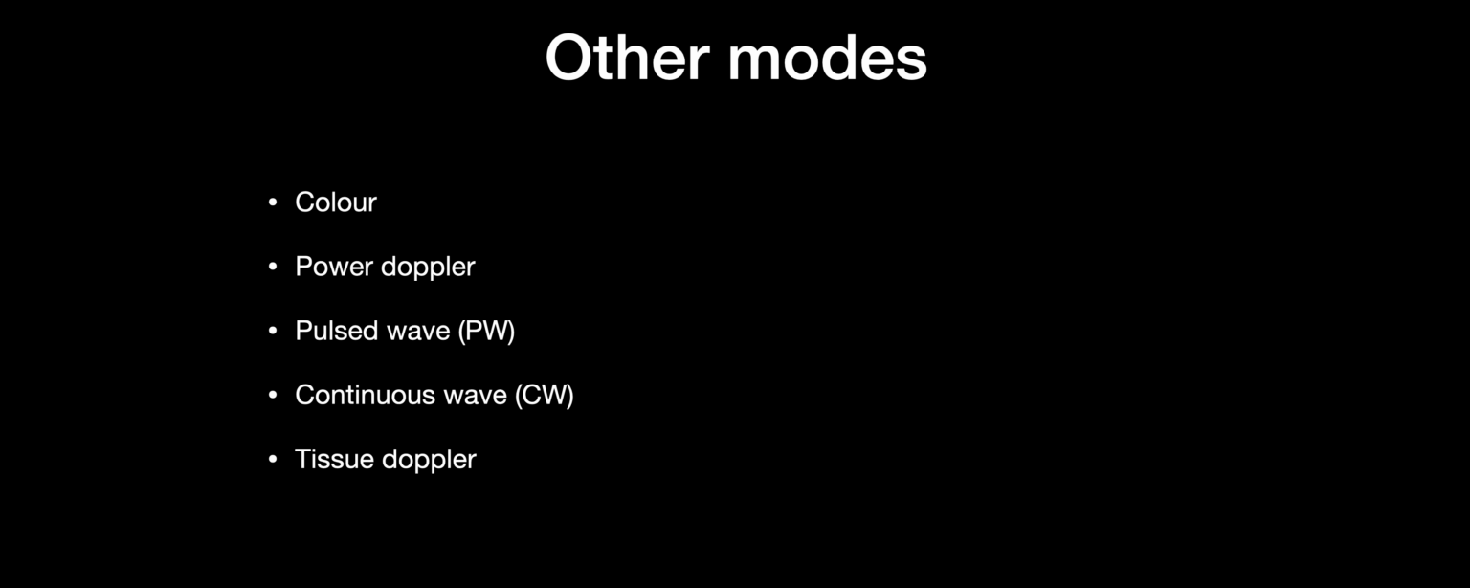Other modes that we can use are again to do with flow. There can be colour, power Doppler, pulsed wave Doppler, continuous wave, and in more advanced machines, tissue Doppler. There are some really much more advanced, like 3D imaging, speckle tracking, that is completely beyond the scope of what you're going to do at point of care.